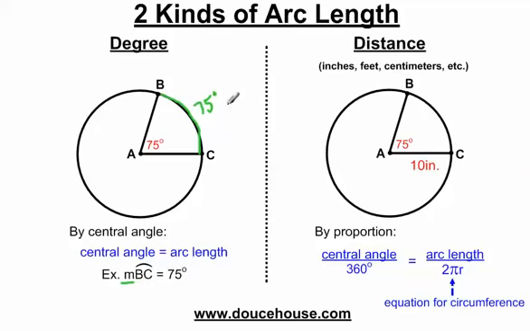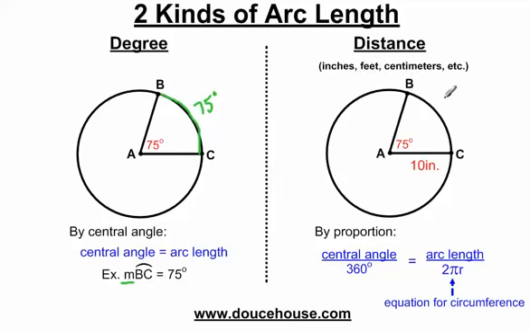This isn't very practical, though. You're not going to hear anybody talking about going 75 degrees around a circle. You're going to hear people talking about going 6 inches around a circle, maybe going, I don't know, 14 feet or 3 centimeters around the circle. It's much easier. People can relate to inches, feet, and centimeters more than they can to degrees.